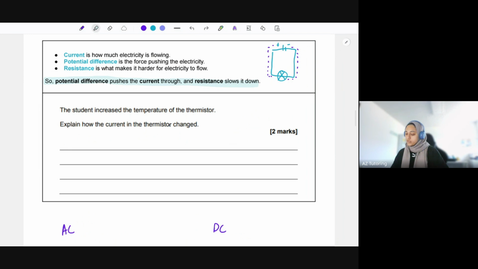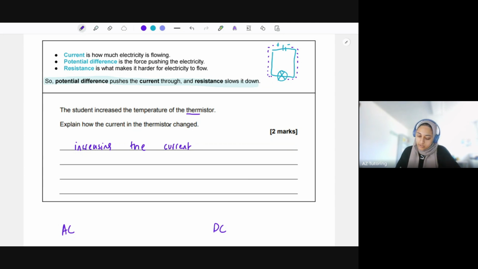Okay, let's do this question here. It says here, the student increased the temperature of the thermistor. So remember, that's a temperature dependent resistor. The way I remember it is like thermometer, so thermistor. Explain how the current in the thermistor changed. Well, if you're increasing the temperature, then you're increasing the current.